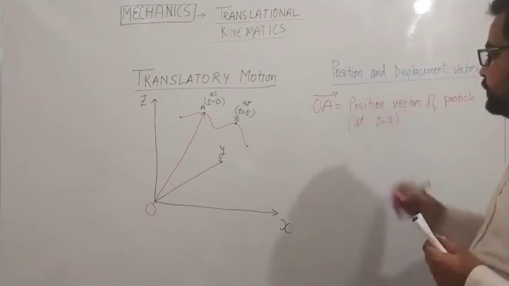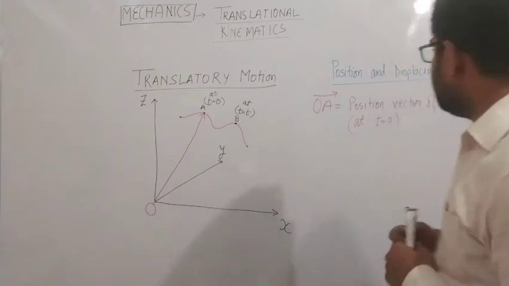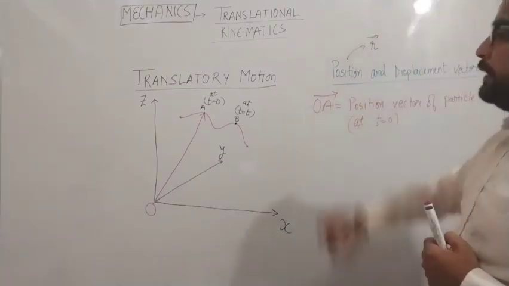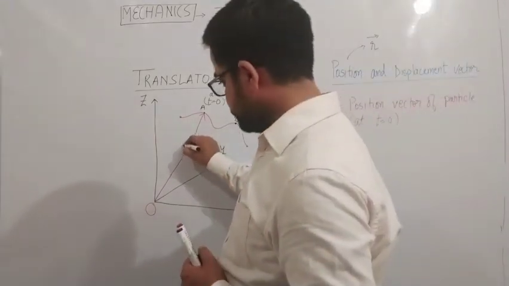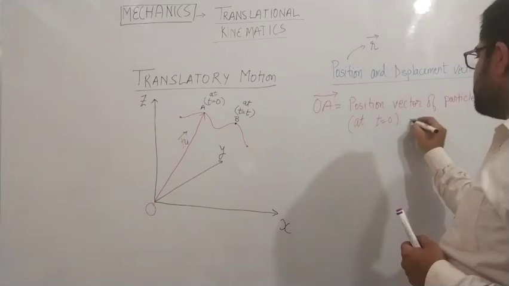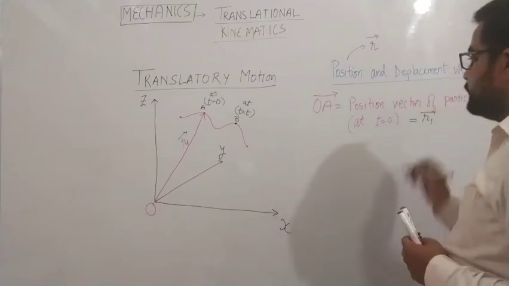Generally the position vector is represented by vector r. So I am giving it the name r1. So I can write this is equal to vector r1.